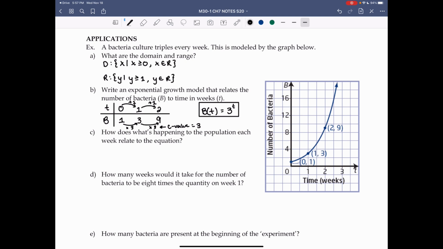Part C, how does what's happening to the population each week relate to the equation? The population is tripling each week, which means multiply by 3. Hence the C value being 3.